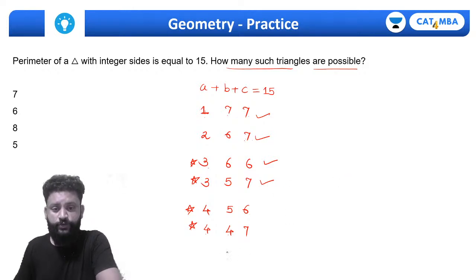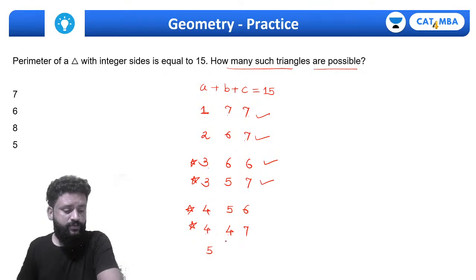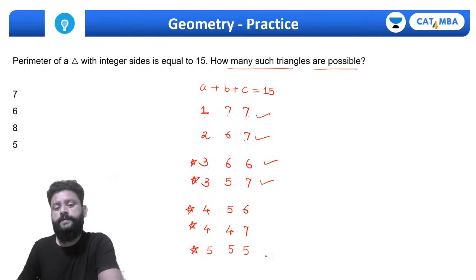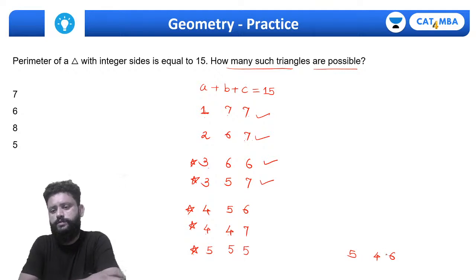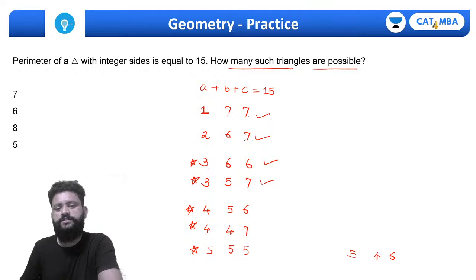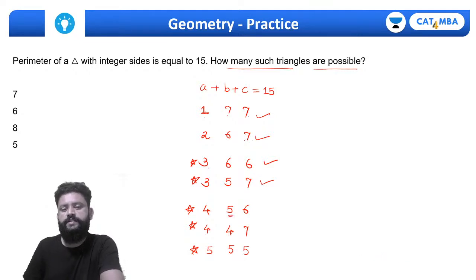Then we can try for 5. If I take a as 5, so I will be left out with 10. So we can have equilateral triangle. That's a simple possibility. एक तो हो ही सकता है ये. अब किसी ने 5 के साथ दूसरा कुछ ट्राई किया, 5 के साथ लेट्स से 4 ट्राई किया और इधर हो जाएगा फिर 6. 5 4 6, that's already done. तो 5 के साथ ये तो हो गया.